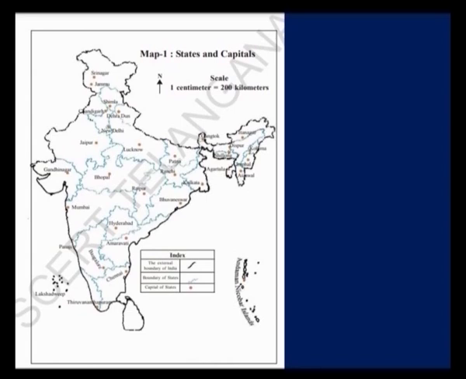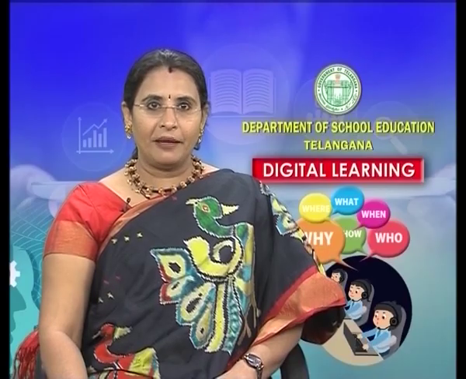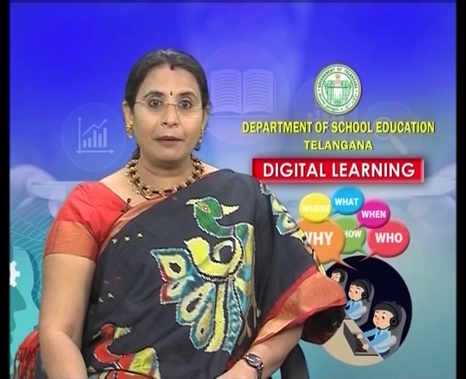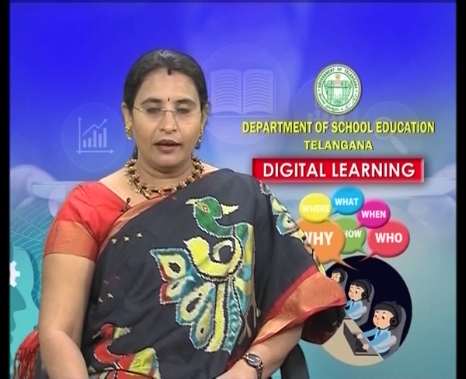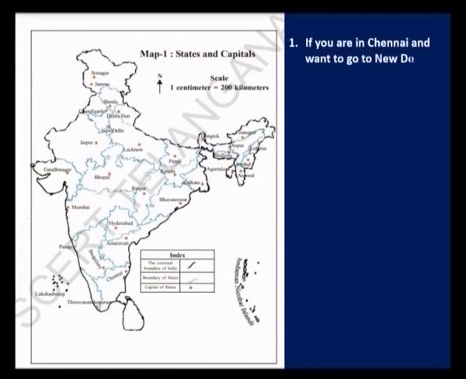Now, I want all of you to be ready with your pen, pencil and even scale, as we will be measuring the distance between 2 places in this map. Are you all ready? So here I go with my first question. Suppose your friend is in Chennai, can you locate Chennai here, children? Yes. And if he wants to travel to our capital of India, that is New Delhi, in which direction is he traveling? He is traveling from Chennai to New Delhi. Can you tell me in which direction he is traveling? Yes, you are correct. He is traveling from south to north. Okay, let's go with the next question.